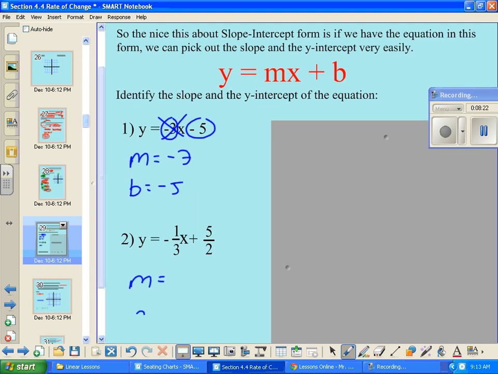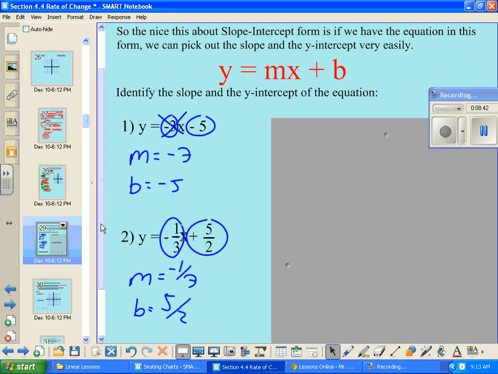In problem number 2, same idea. My slope here, even if it's a fraction, that's okay. My slope would be negative 1/3, that fraction. And my y-intercept would be, in this case, 5 over 2, or 2.5 if I change that into a mixed number. But I can just leave it like that too. So there's identifying my slope and y-intercept in those two problems.